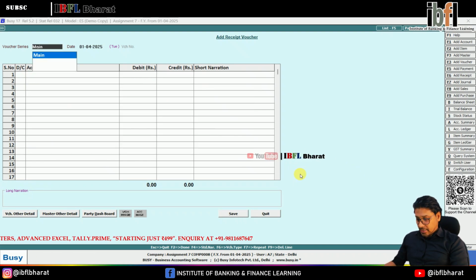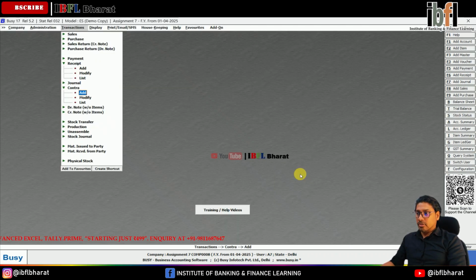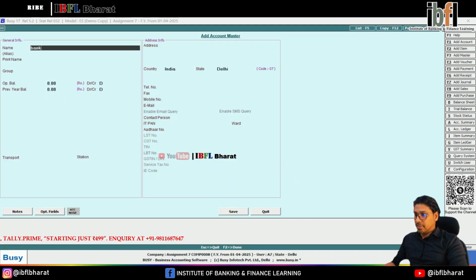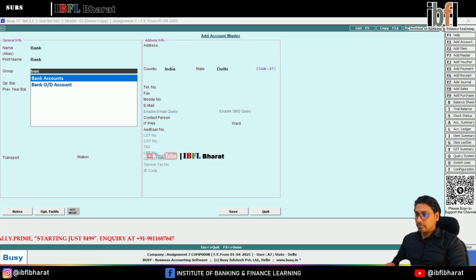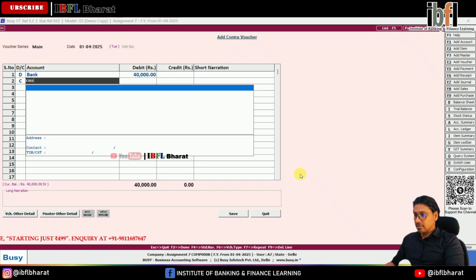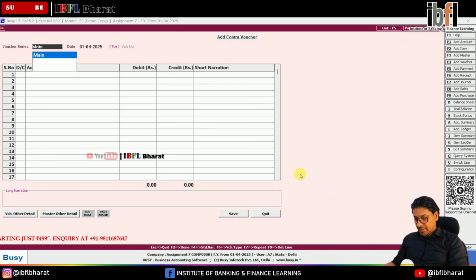the voucher. Next entry is of deposit into bank. So we are depositing the amount, we will use contra voucher for this, and pressing the add button. And now here we will take the bank ledger. For that we will press F3, create a bank account under bank, and press F2. Here the amount we are investing is 40,000, and cash has gone to bank. Save karte hain.